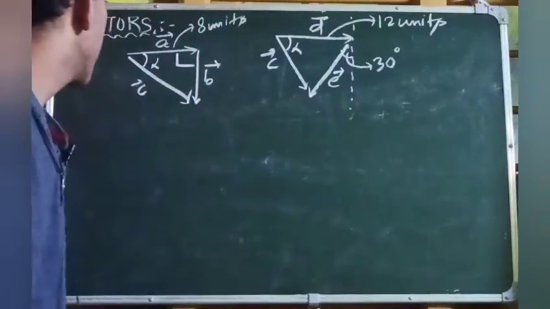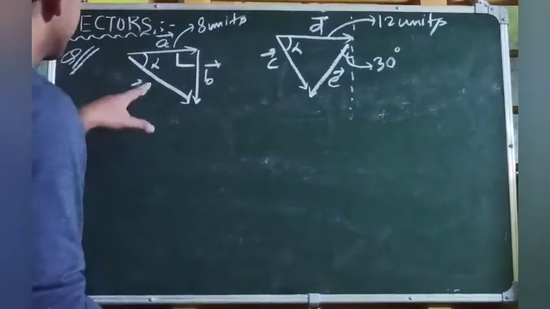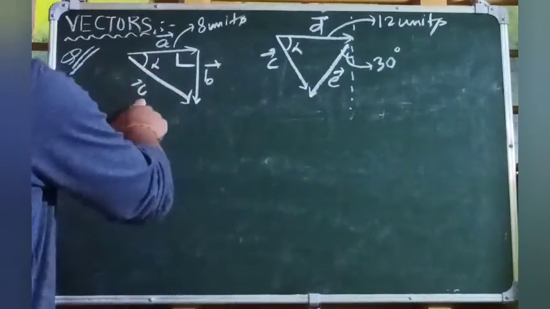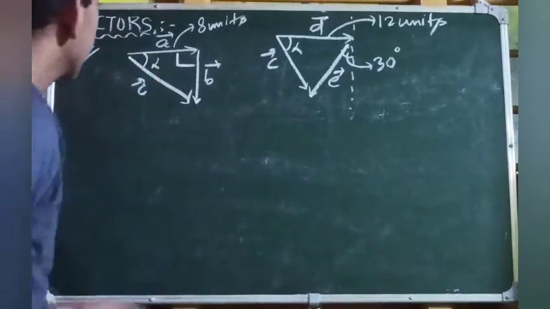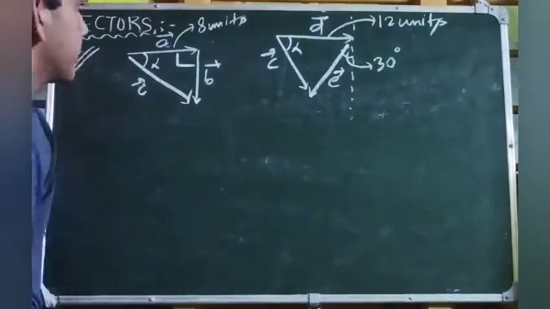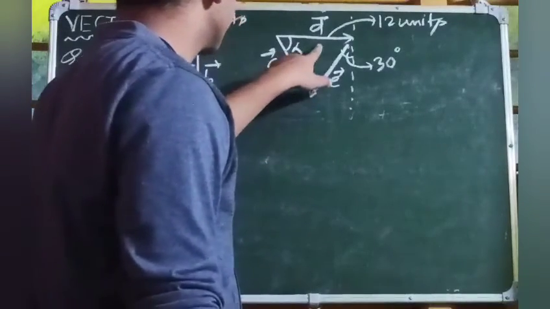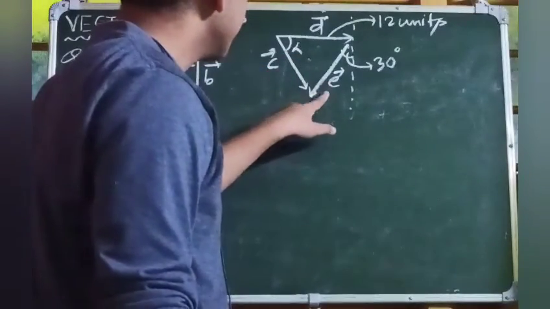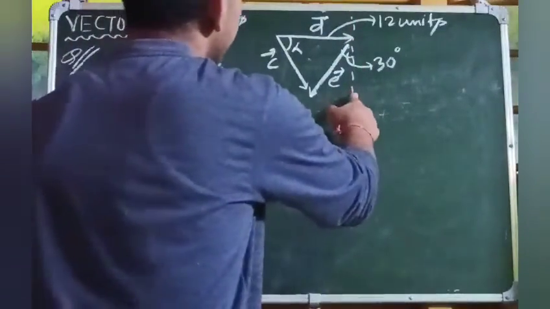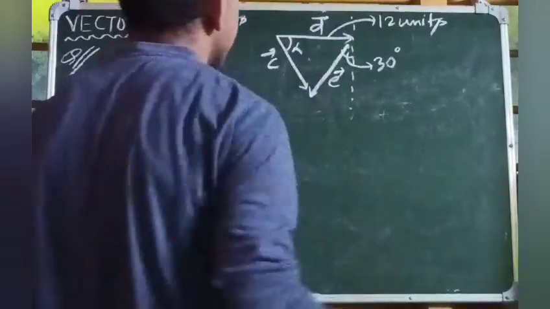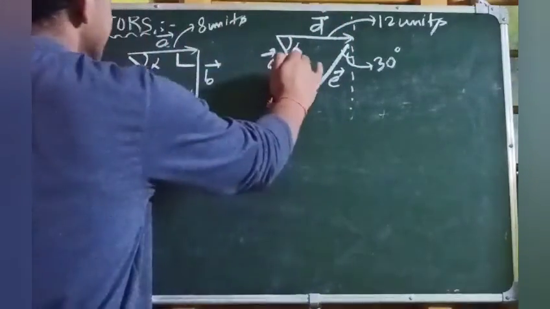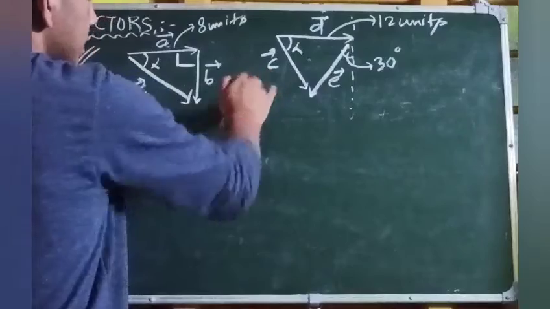Next we are going to solve a problem. Here we have a vector, b vector and c vector. The angle between a vector and c vector is alpha, and this angle is 90 degree, and the magnitude of a vector is 8 units. Here we are given another diagram. This is d vector, c vector and e vector. E vector makes an angle of 30 degree with this vertical line, and this vertical line makes 90 degree with d vector. The magnitude of d vector is 12 units, and this is the same angle alpha. This is c vector, this is also c vector.